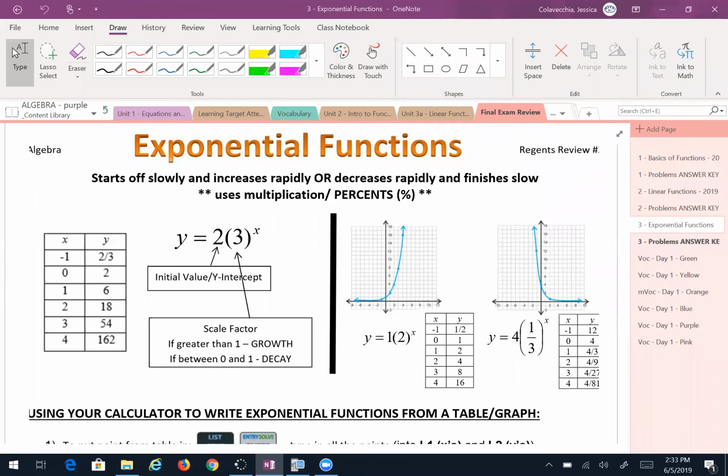All right, today we are doing exponential functions. How do we know if something's an exponential function? Somebody said doubles? Okay, good. What kind of pattern is that? Doubles. Multiplication, good. We got x is in the exponent, good. And the table is faster. Yeah, if the table increases very quickly. Yep. So exponential functions start off slowly and increase rapidly, or decrease very fast and finish slow.